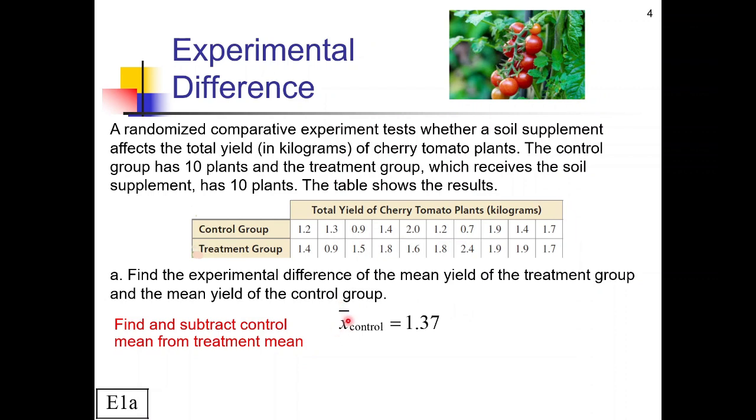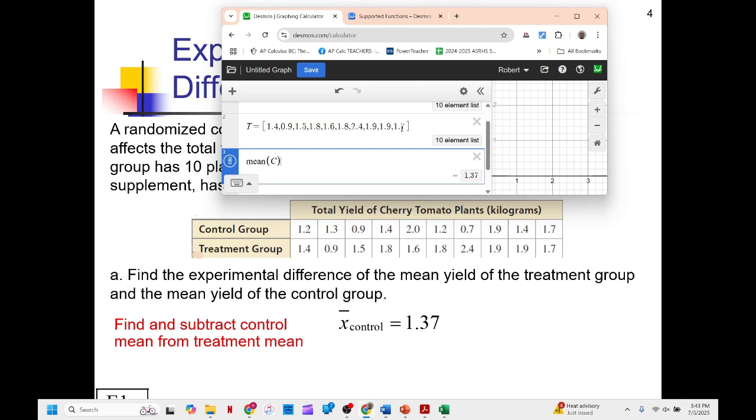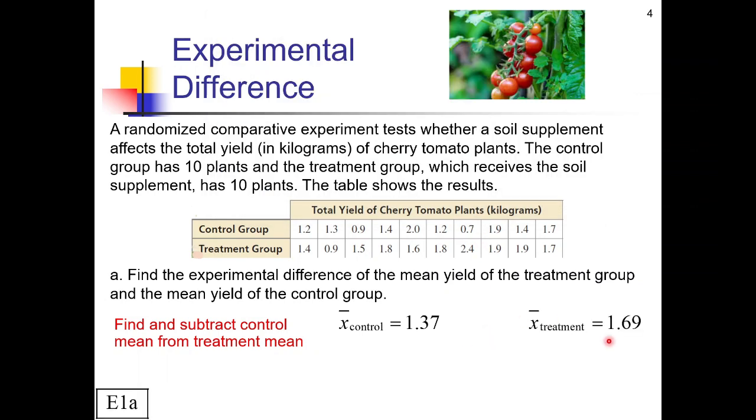And I did this little X bar here because this is just a sample, not the population necessarily, of all tomato plants that could ever exist. And let me also do the mean for my treatment group. I'll just replace the C with a big T, and that comes out to 1.69. And if we subtract those, we probably don't need a calculator. That's going to be 0.32. So that is our experimental difference here. It looks like on average the supplement did seem to make some kind of a difference.